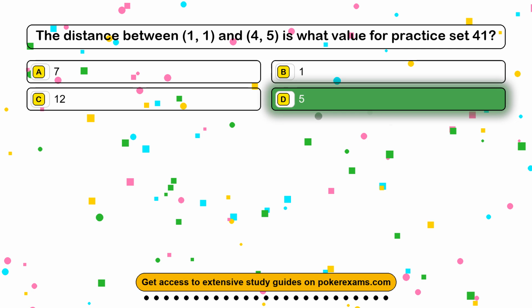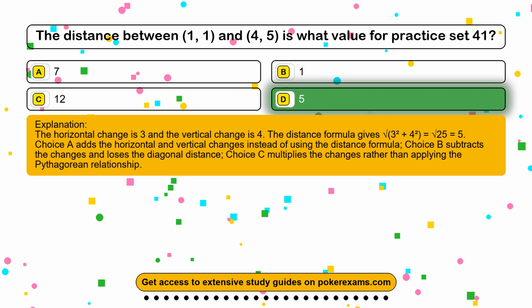The correct answer is option D, 5. The horizontal change is 3 and the vertical change is 4. The distance formula gives the square root of 3 squared plus 4 squared, which is the square root of 25, equals 5. Choice A adds the horizontal and vertical changes instead of using the distance formula, choice B subtracts the changes and loses the diagonal distance, choice C multiplies the changes rather than applying the Pythagorean relationship.